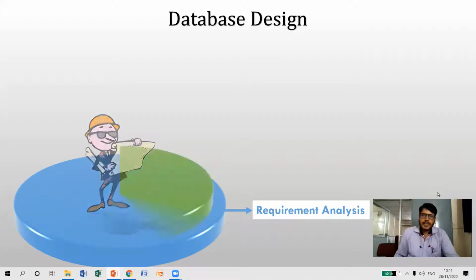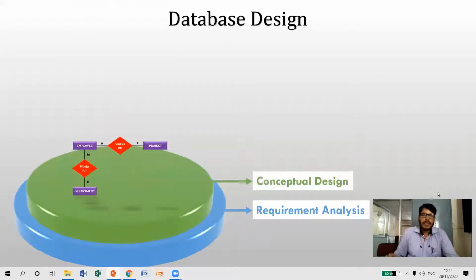After making analysis, what do we need to do? We need to come up with a conceptual design. Already we have discussed ER diagram, ER model, that comes under conceptual design. With the help of conceptual design, we are able to understand the concept of the database, what are the entities involved in it, how these entities are related with each other, how they are going to participate in a relationship, what is the number of participation. Likewise, we can understand the concept of the database. So that is with the help of a conceptual design.